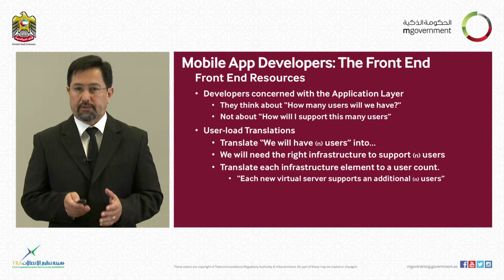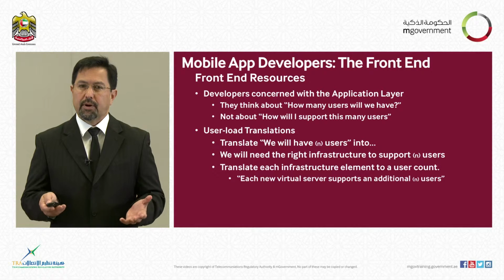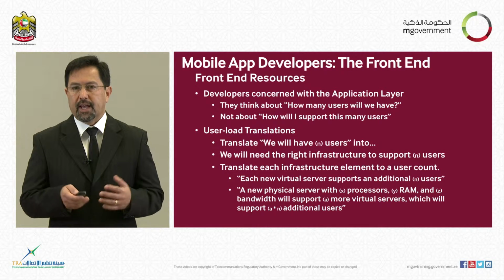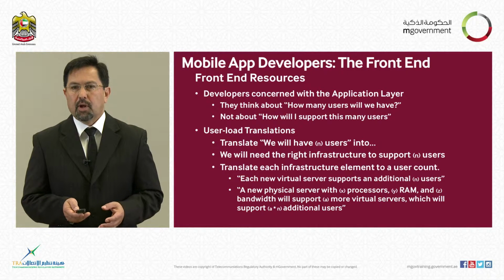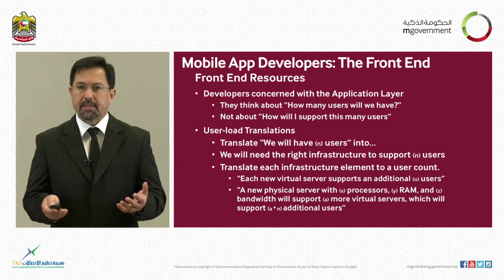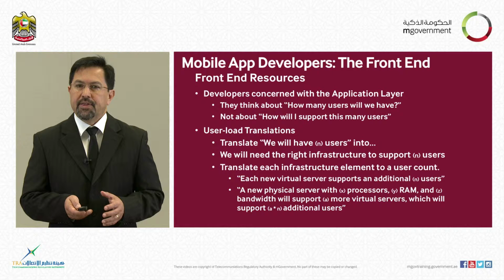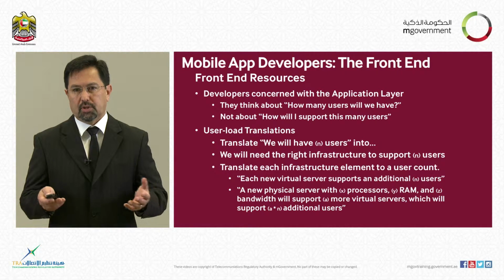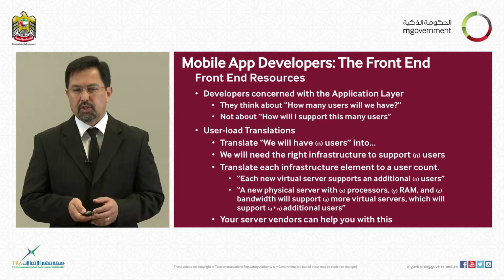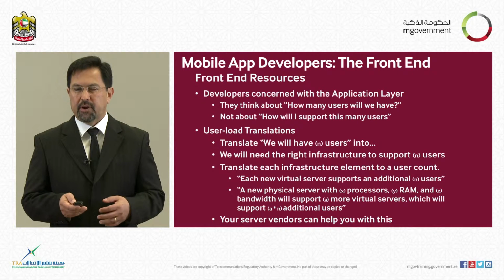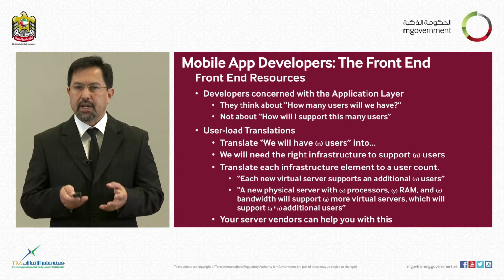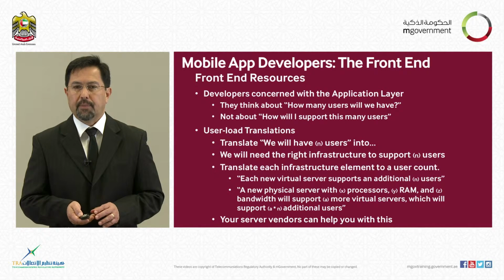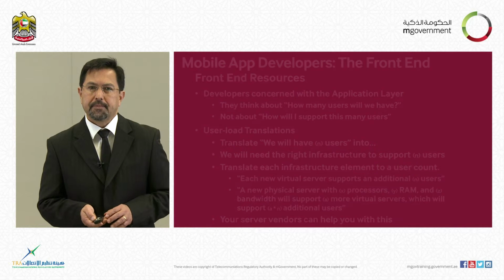Each new virtual server supports an additional n number of users. A new physical server with X number of processors and this amount of RAM and this amount of bandwidth will support this number of virtual servers, which will support the n additional users. So this is a way sort of to translate very general terms into very factual types of terms. Your server vendors can help you with doing this kind of math.